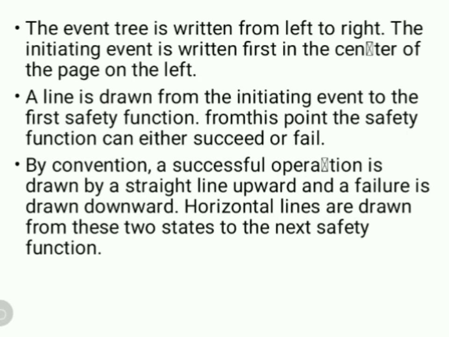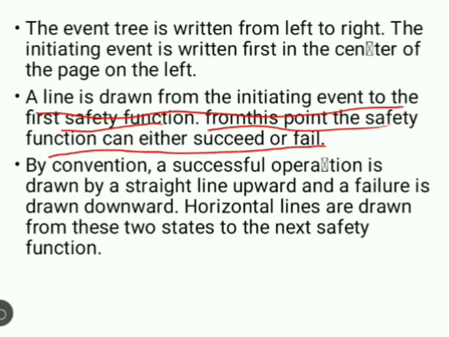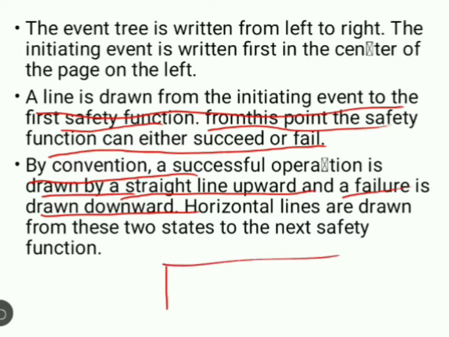Now you see the line is drawn from the initiating event to the first safety function. From this point, the safety function can either succeed or fail. If it succeeds, we continue to draw the straight line. If it fails, then we again draw a horizontal line parallel to that line. By convention, a successful operation is drawn by a straight line upward and failure is drawn downward. So this is how we can draw the line.